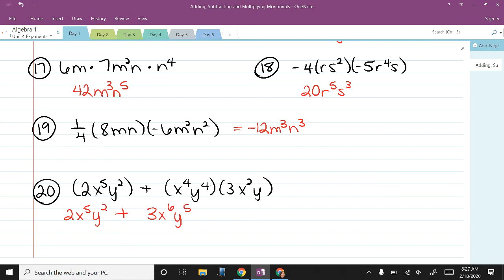Are these like terms? No, because the x's don't have the same exponents, or the y's, right? If they don't have the exact same exponents on the exact same variables, then you can't simplify anymore, so that one's simplified. Y'all with me? They have to have the exact same exponents for them to be like terms. So since they're not like terms, I can't do anything else to simplify, so I'll leave it alone. Got it?